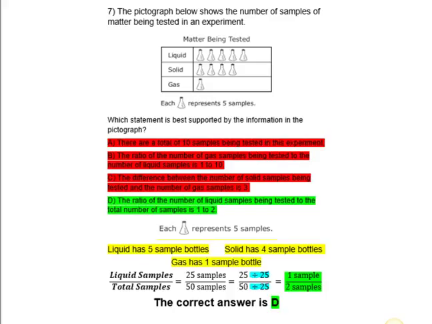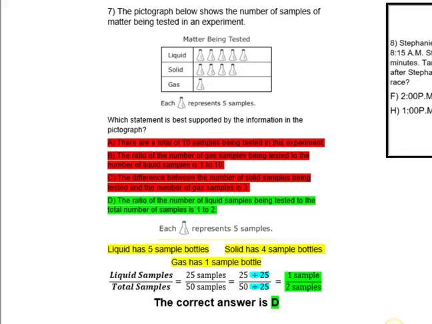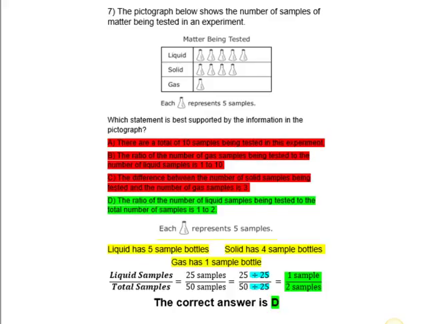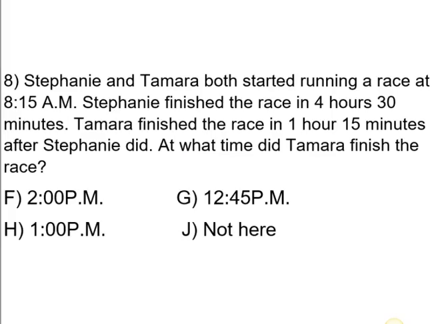Let's move to question number 8. Stephanie and Tamara both started running a race at 8:15 a.m. Stephanie finished the race in 4 hours 30 minutes. Tamara finished the race 1 hour 15 minutes after Stephanie did. At what time did Tamara finish the race?